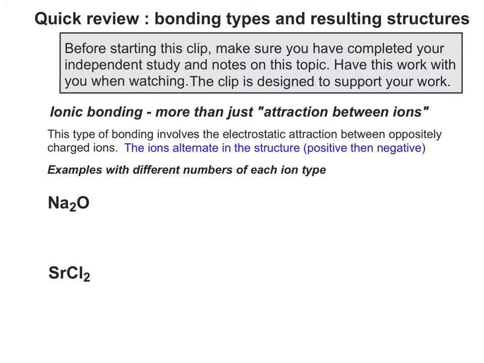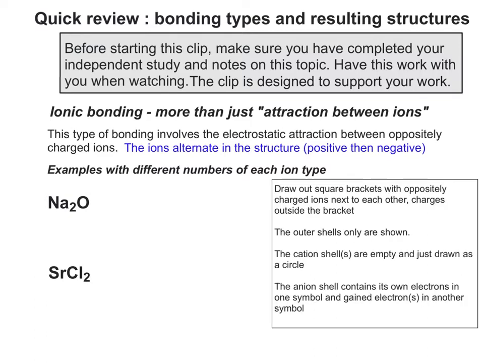So looking at examples with different numbers of each ion type, in other words not in a 1-to-1 ratio. So I'll start off by taking you through sodium oxide, then I'll pause the clip and you need to try strontium chloride. So for reference, I've also put the instructions for doing it on the right hand side in a box.